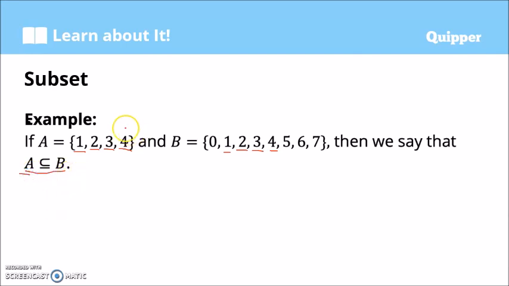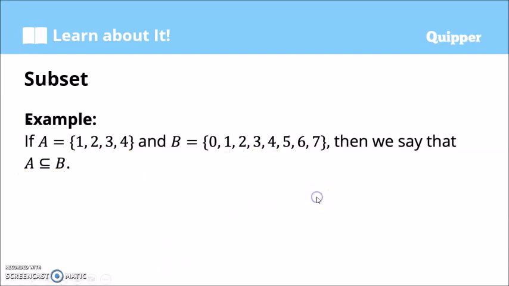At, dahil may sobra pang element si B, okay? Dahil may sobra pang element si B aside from the elements ng A, 'di ba? Yung 0 wala kay A. Yung 5, 6, and 7 wala kay A. Ibig sabihin may mga elements si B na wala kay A. Therefore, we can also say that A is a proper subset of B.